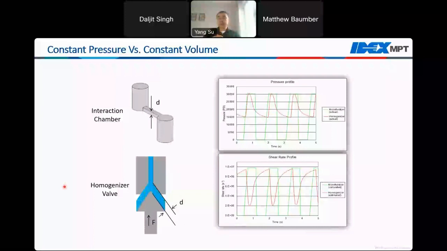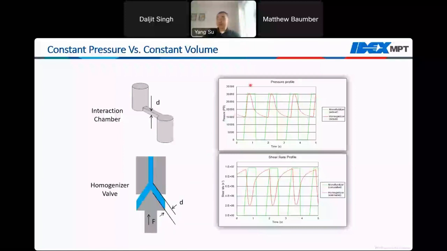So the homogenizer is usually based on constant volume. The pump is constantly pumping the same volume through the valve. And the valve is designed with a base and the valve and the base. So as the pump keeps pushing through, it will generate tiny vibrations to the valve because the gap is usually controlled by a spring.